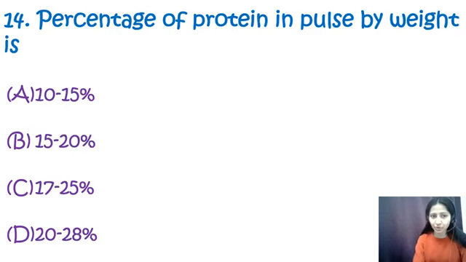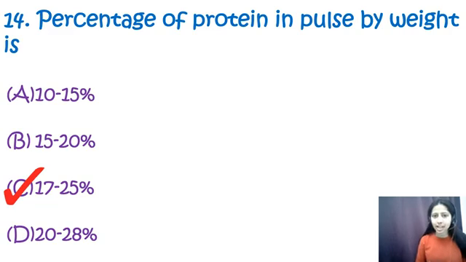So question number 14. Percentage of protein in pulse by weight is 10 to 15%, 15 to 20%, 17 to 26%, or 20 to 28%. So over here the correct option is C, that is 17 to 25%. Pulses such as chickpeas, green grams, peas, horse grams, beans, lentils, black grams, and so on.